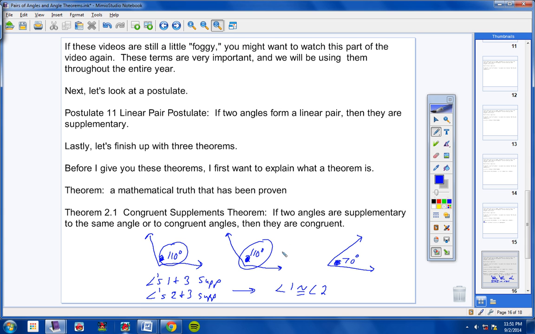They have to be. So if two angles are congruent to the same angle, then these two angles will be congruent. I'm sorry, let me start over. If these two angles are supplementary to the same angle, then these two angles are congruent, okay?